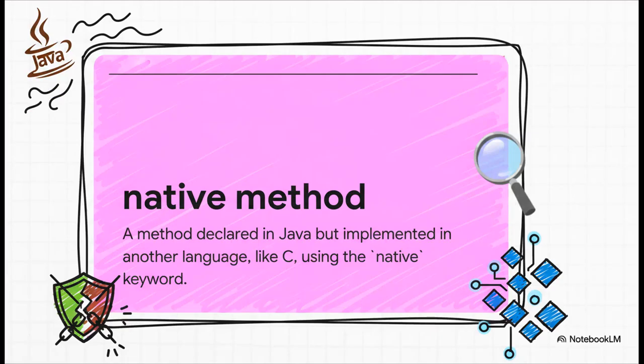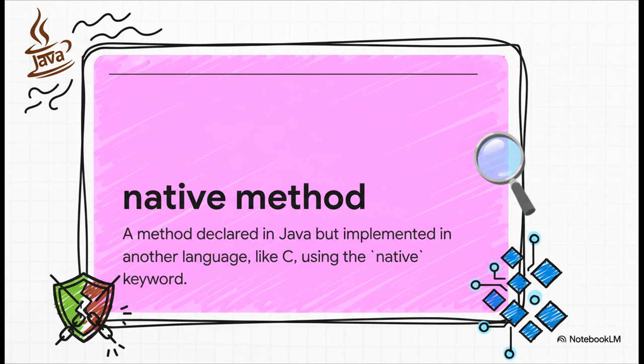The secret to making this all work is one little keyword, native. See, when you declare a method as native, you're basically making a promise to the Java compiler. You're telling it, look, I know this method looks empty, but trust me, the code for it exists, just not in any of my Java files. It's over there, in some other pre-compiled library.